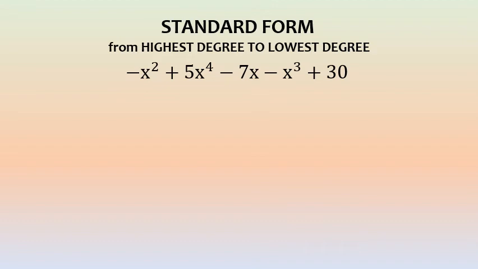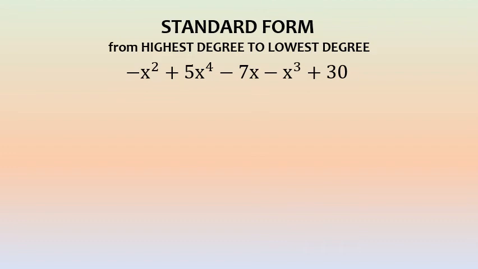So, let's say we have this example. Negative x squared plus 5x raised to the 4 minus 7x minus x cubed plus 30. How do we arrange this one in its standard form? So, simply find the highest degree. Okay, so that is, anong pinakamataas na degree? Sige, check muna pala natin yung ibang degrees.